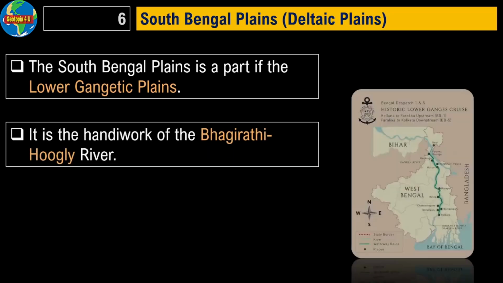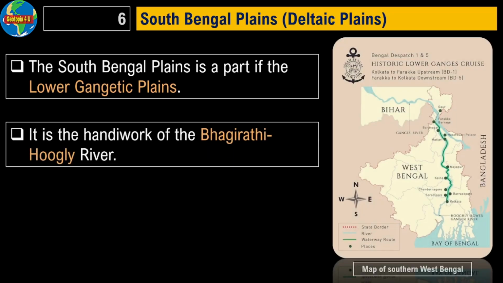The South Bengal Plains is a part of the lower Gangetic Plains. It is the handiwork of the Bhagirathi Hugli River. In the map given, you will notice the course of the Bhagirathi Hugli River, which runs right through the middle of West Bengal.